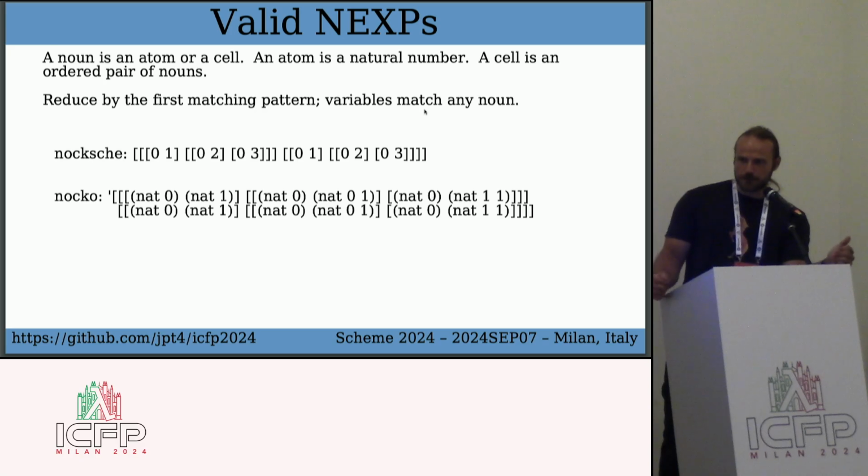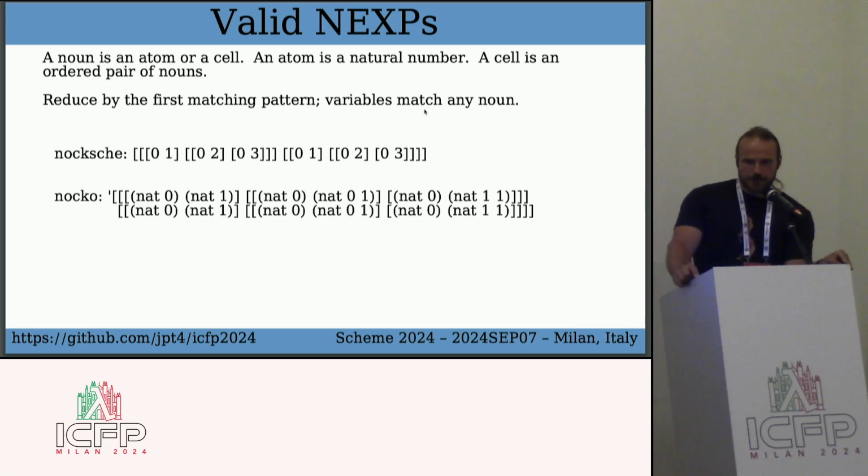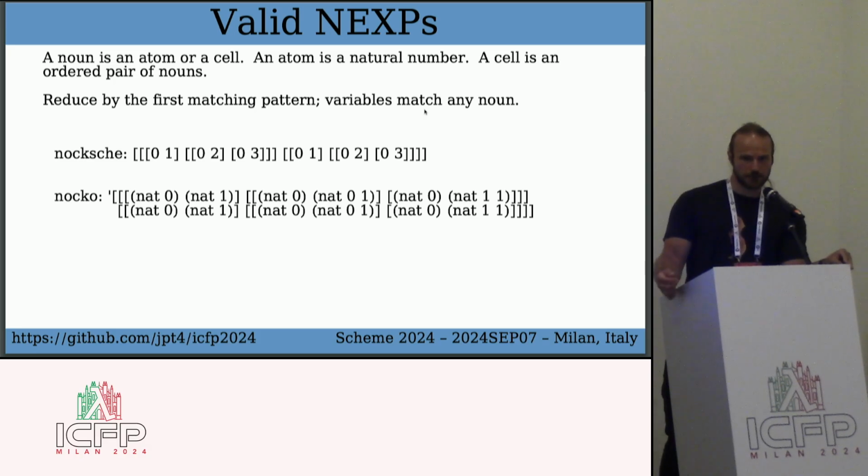Okay, so then you have a choice of how you are actually going to represent your binary trees of natural numbers. In Nocksche, which is the Scheme implementation, that's straightforward. In Nocko, which is the relational programming implementation, because it uses the native miniKanren reverse binary numbering system, I introduce a tag for the natural numbers, so that a string of zeros and ones doesn't look like a Nock expression, but is instead identifiable as a natural number inside of Nocko, and thus inside of miniKanren.